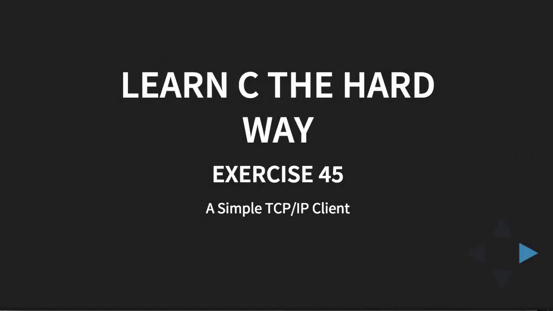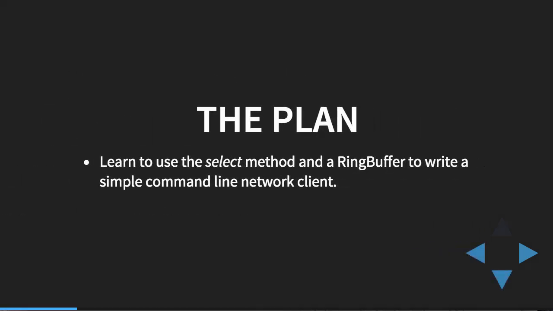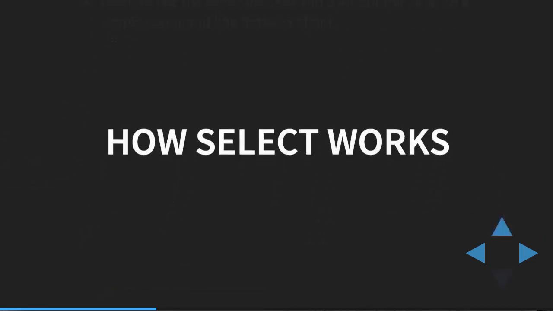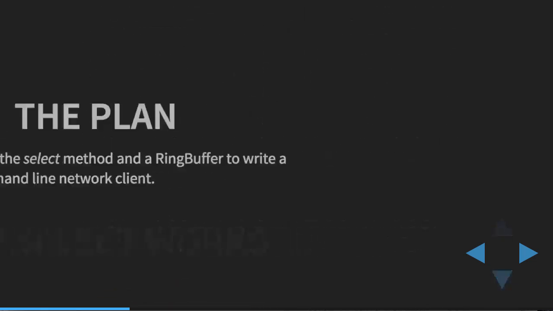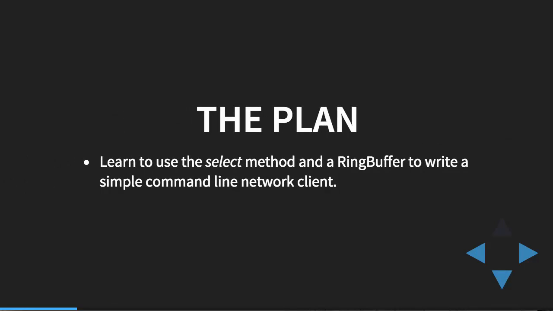Learn through the hard way, exercise 45. We're doing another little break where you're actually going to use the RingBuffer and some of the other elements of this little library you're creating to create a simple network client. So you're going to learn to use the select method and a RingBuffer to write a simple command line network client. But what I'm also going to do is show you in the code review how to combine the light impression code review with the formal code review.